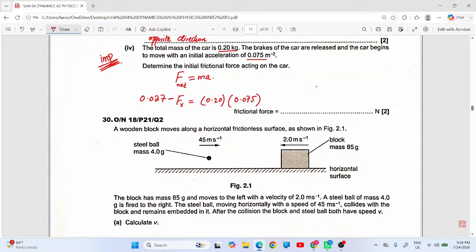The 0.027 goes to the other side, so it becomes minus. So here you have minus f on this side, minus 0.012. Minus and minus cancel, so the frictional force is 0.012 newton. Okay, fine.